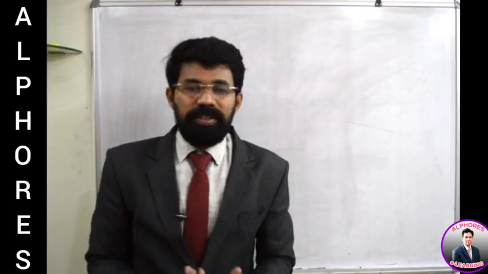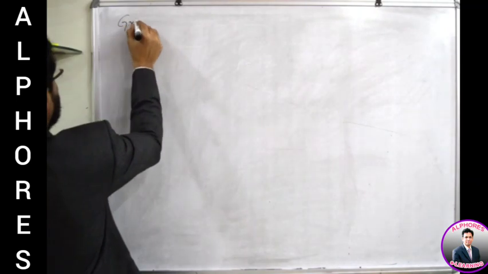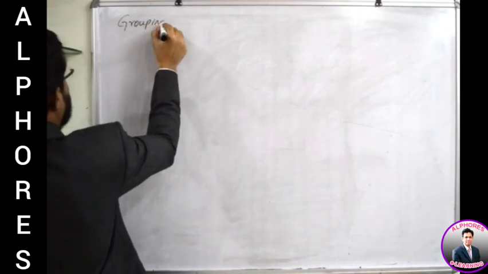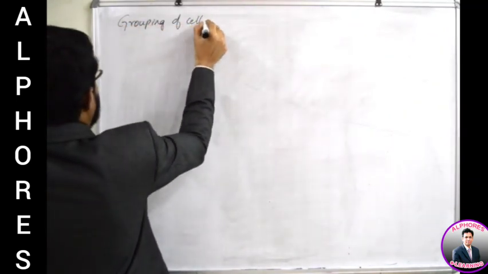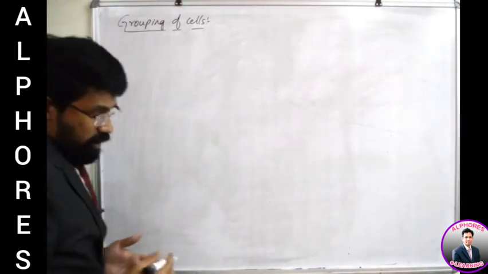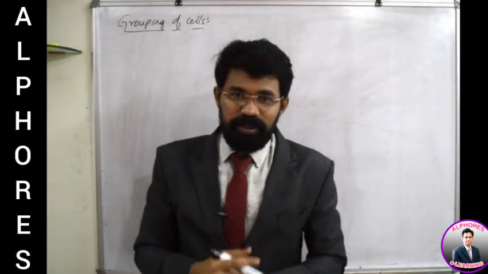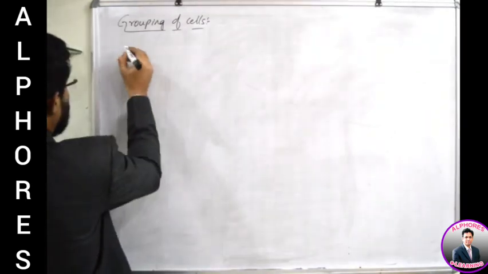Okay. Now let us discuss grouping of cells. What kind of groupings are possible? Two kinds of combinations are possible. One is series combination, the other one is parallel combination. I will start with series combination.